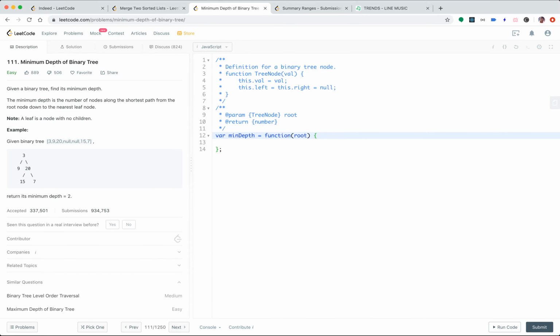Hey guys, let's look at this 111 minimum depth of binary tree. It's easy. Given a binary tree, find its minimum depth. The minimum depth is the number of nodes along the shortest path from the root node down to the nearest leaf node. Given a binary tree like this, return its minimum depth, which is 2.